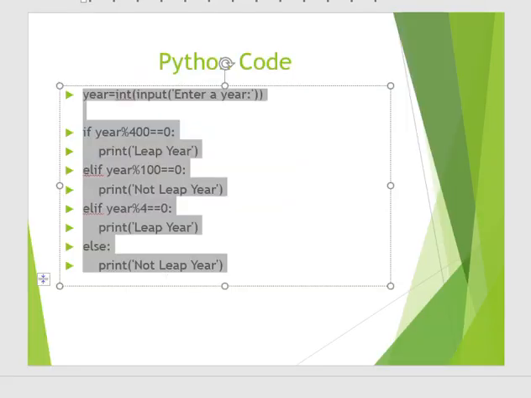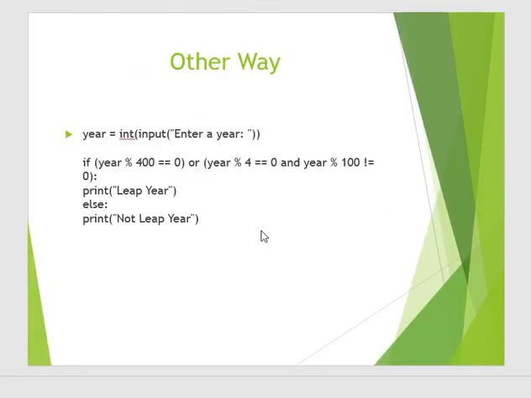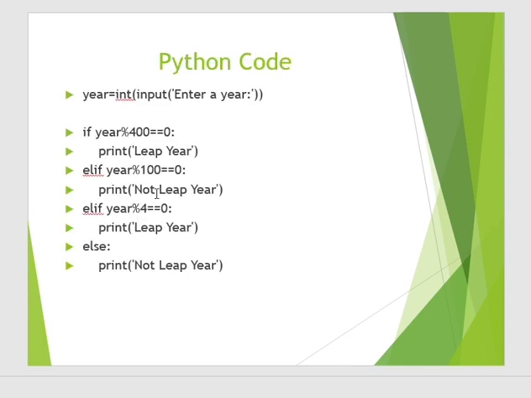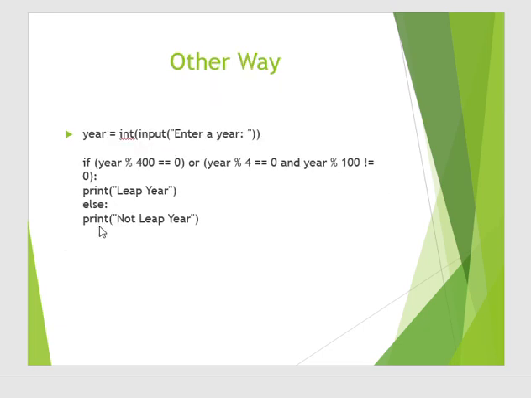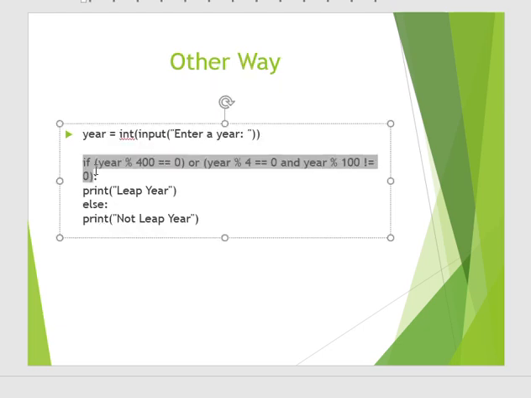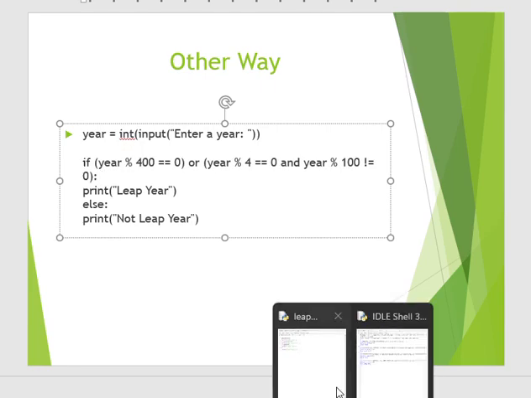There is a variation in the coding. We can go with the other code also. It is easier. In this coding we have put these three conditions: if, elif and else. We can merge all the conditions here also. So what we will do, we will simply write this. I will make you understand. Let me copy first.